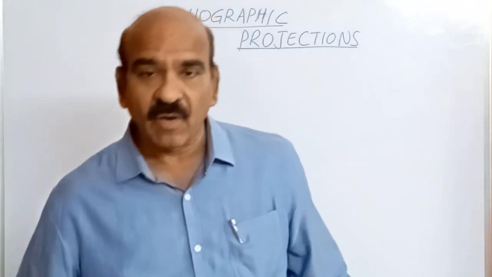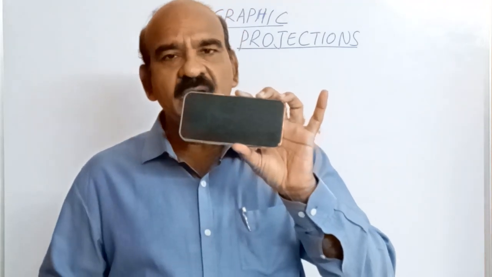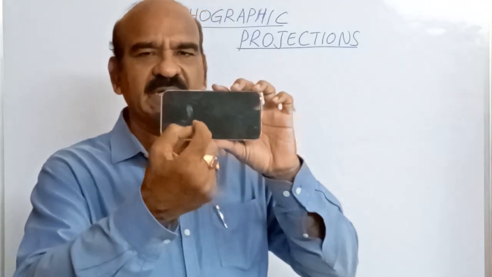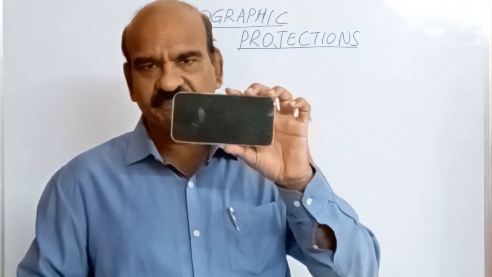So before going to that, let us see one example. Suppose I have one object here like this and I want to represent this. I want to draw the figure of it. So for this, when you see this particular object in this direction, we see it as a rectangle. Okay? So how to get it?